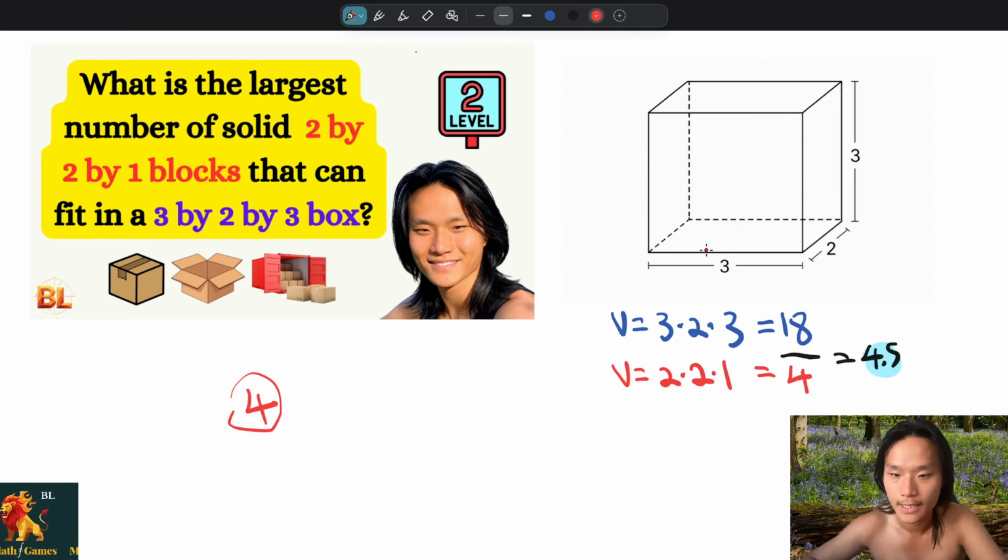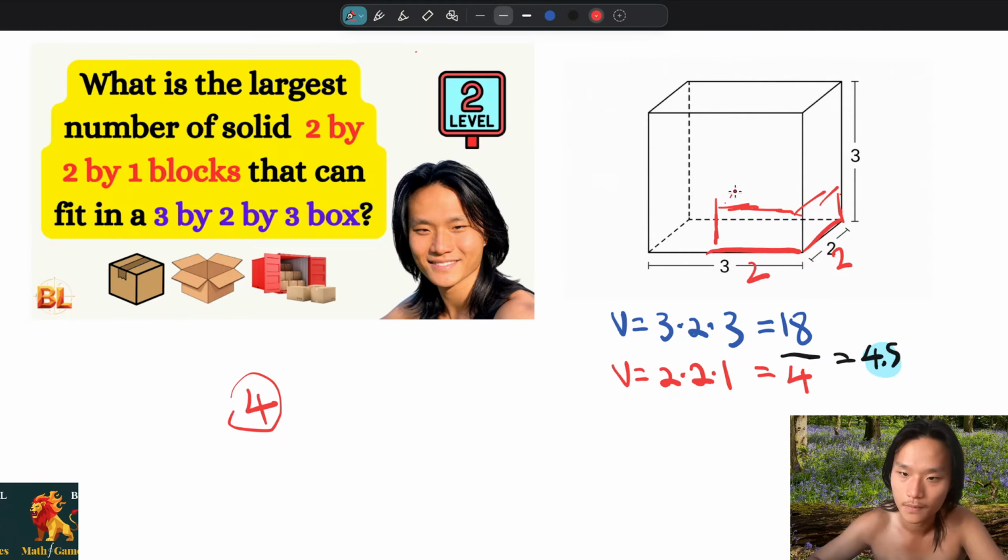So let's say our first block is here. So 2 by 2 by 1. Let's say 1 is around this height, like 1/3. So this is the block, okay. I'm going to draw these dotted lines in the back. So that's our first block that we have fit.